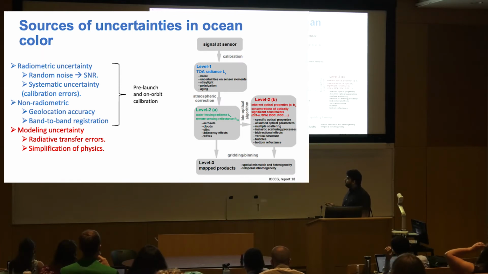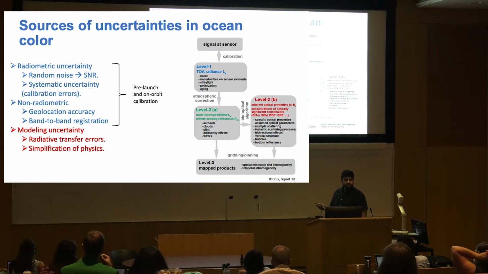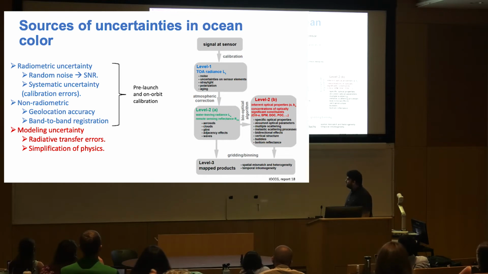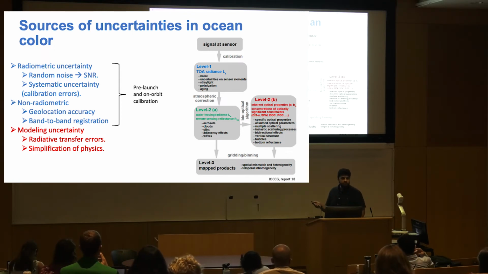And then there is the modeling uncertainty. Modeling uncertainty is when you start to do an inversion and you run your algorithm through the atmospheric correction process. You still have to create radiative transfer lookup tables, and we still have to simplify the physics a little bit to solve this problem. So of course, a big portion of the uncertainty is coming from this modeling uncertainty.